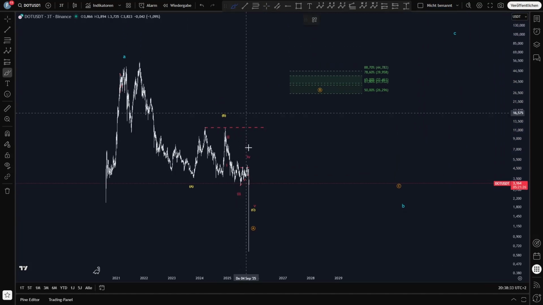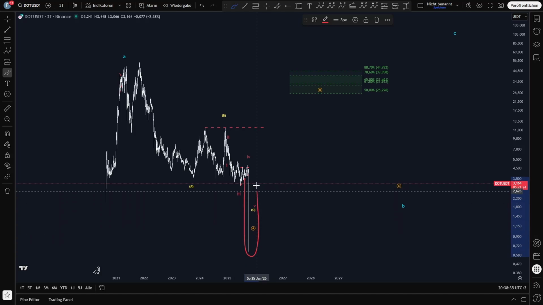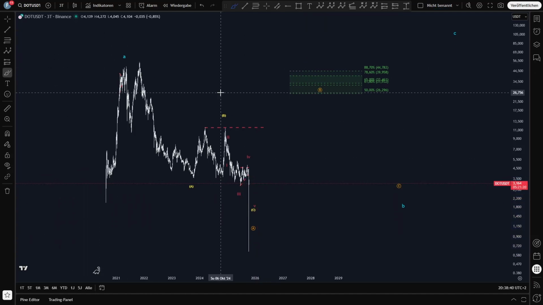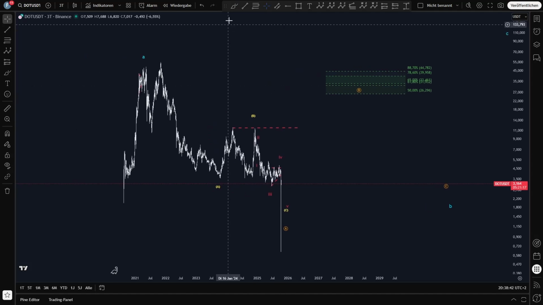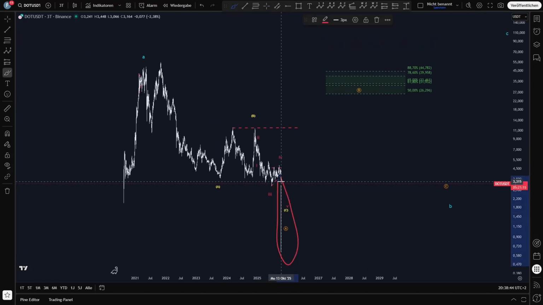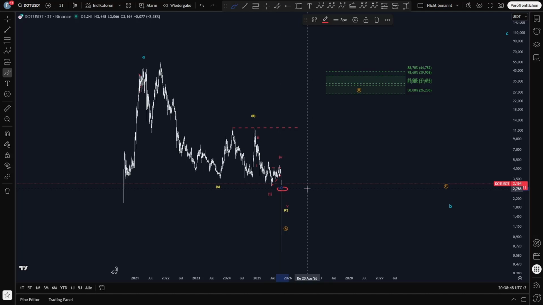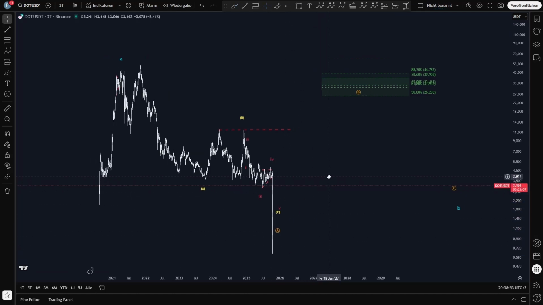You can ignore this large wick to the downside. It's only on this exchange, on Binance USDT. On the other exchanges, there isn't this large wick to the downside. It goes only till here, if I'm not mistaken, but we saw a new low, but not that large wick to the downside, so you can ignore it.